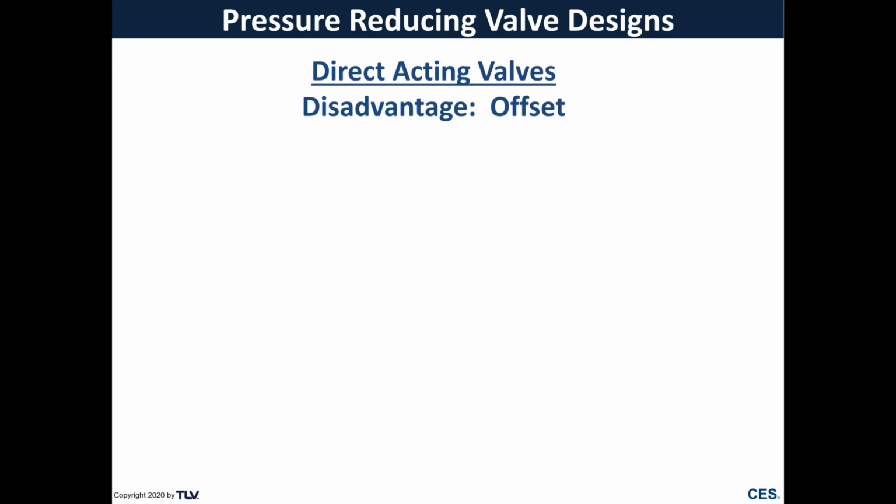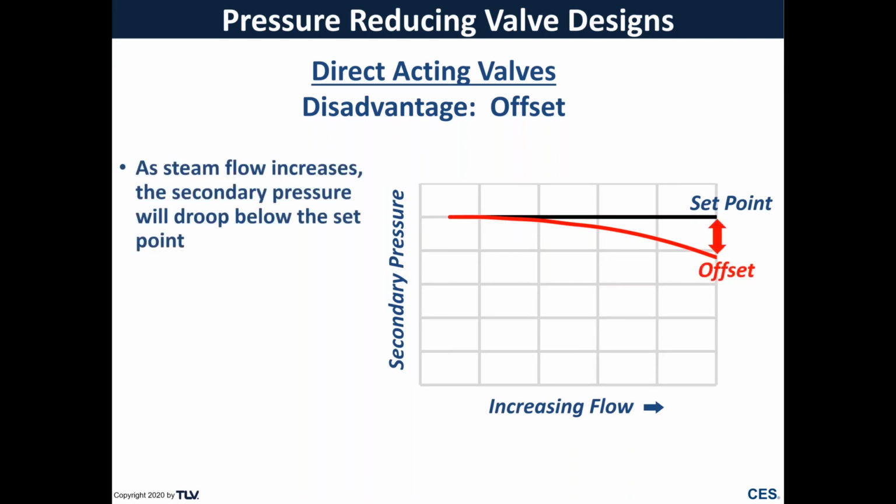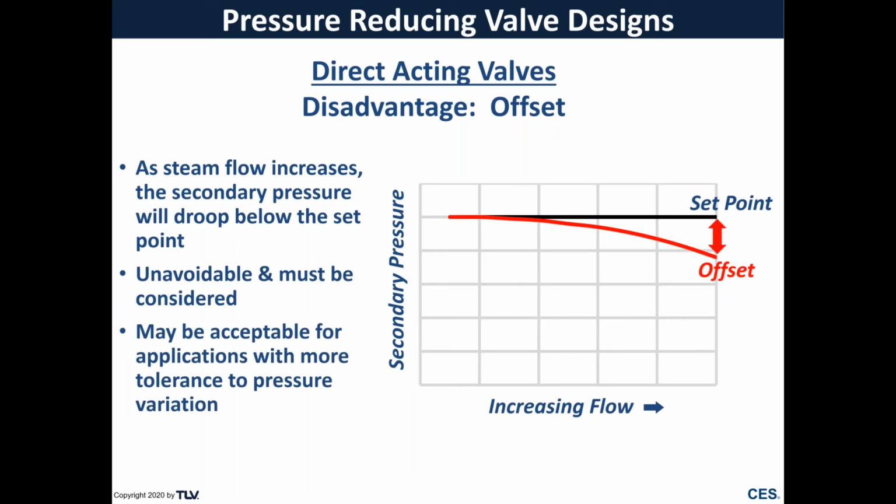Offset is one of the principal disadvantages of the direct-acting valve. Ideally, we would like the PRV to maintain a desired secondary pressure, known as the set point pressure, across its entire capacity range. But due to the nature of the valve's operation, the secondary pressure will begin to fall as the flow rate through the valve increases, resulting in a certain amount of offset, or droop as it is often called. The amount of offset will vary depending on the particular model, spring range, and primary and secondary pressure conditions. This offset is unavoidable and should be taken into account when considering the level of accuracy required for the application.